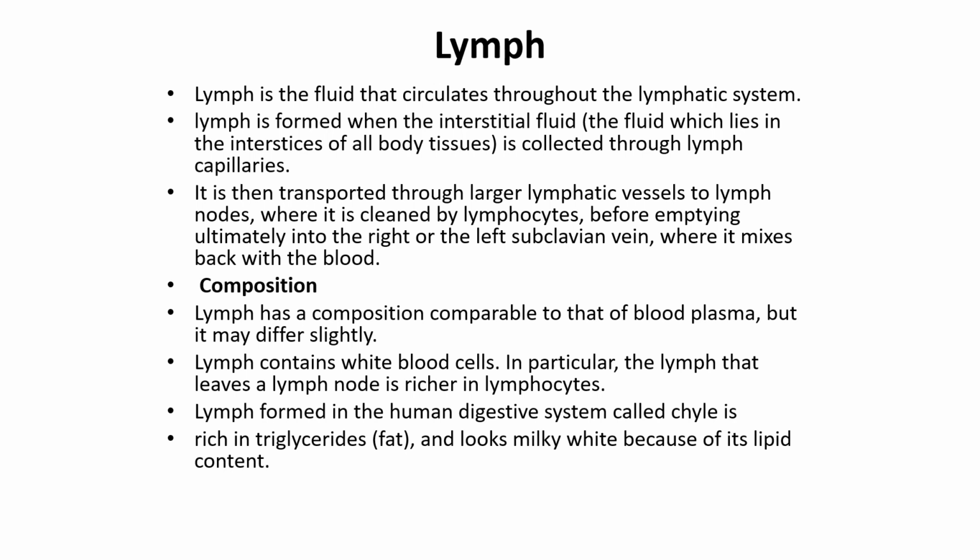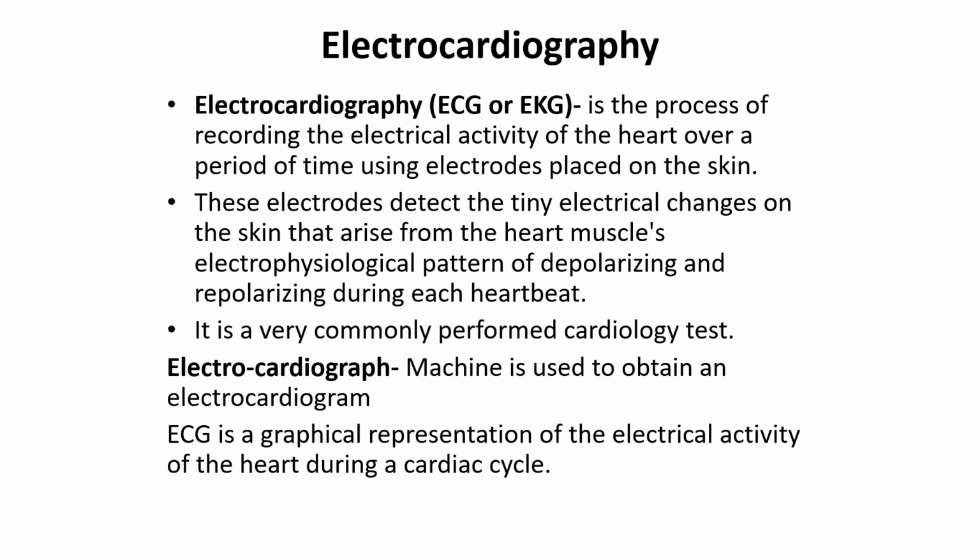So lymph is mainly composed of blood plasma, but slightly different. It contains white blood cells, and in the lymph node it is richer in lymphocytes. In the digestive system it is called chyle, which is rich in triglycerides, so the appearance is milky because of the lipid.